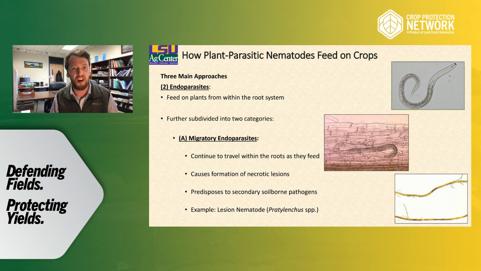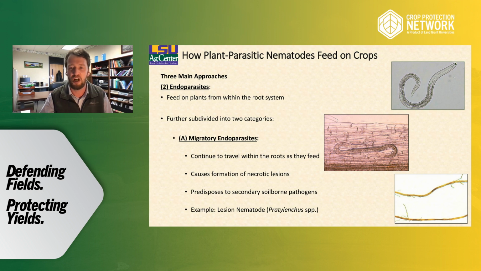We also have what are called endoparasites. These are nematodes that feed on plants from within the root system. This category can be further subdivided into two different types: migratory endoparasites. These are nematodes that continue to travel within the roots as they feed. They cause formation of necrotic lesions in the root system, which predisposes the roots to infection by secondary soil-borne pathogens. An example of a nematode that would follow this sort of feeding would be the lesion nematode, Pratylenchus species.